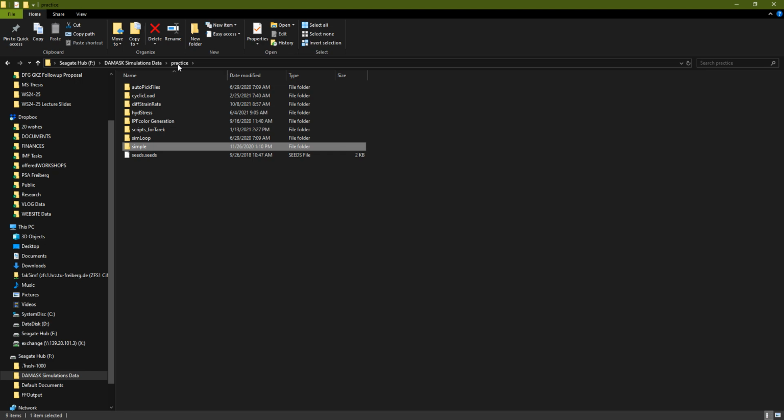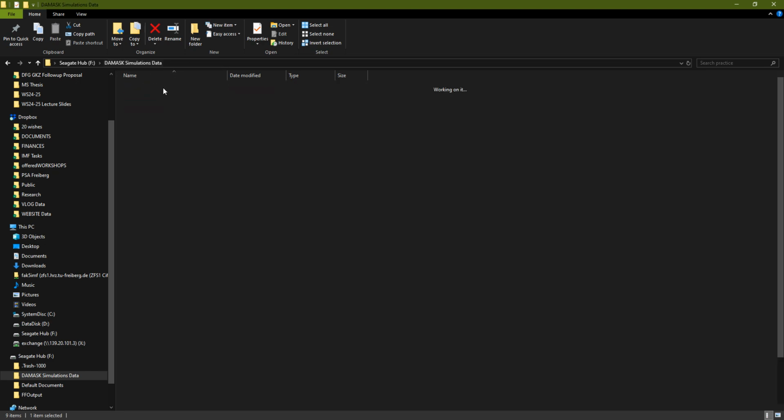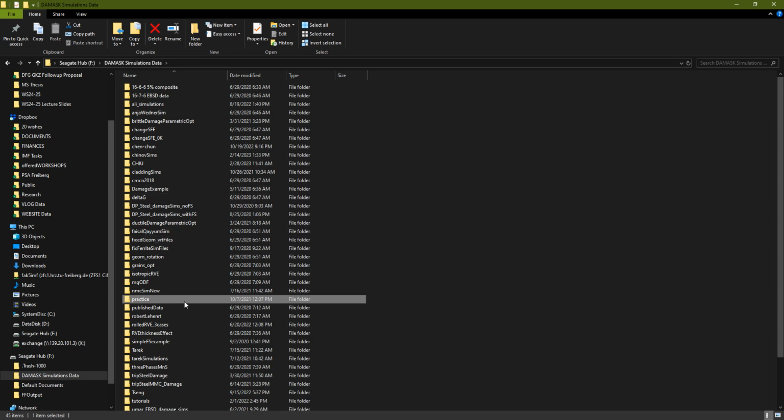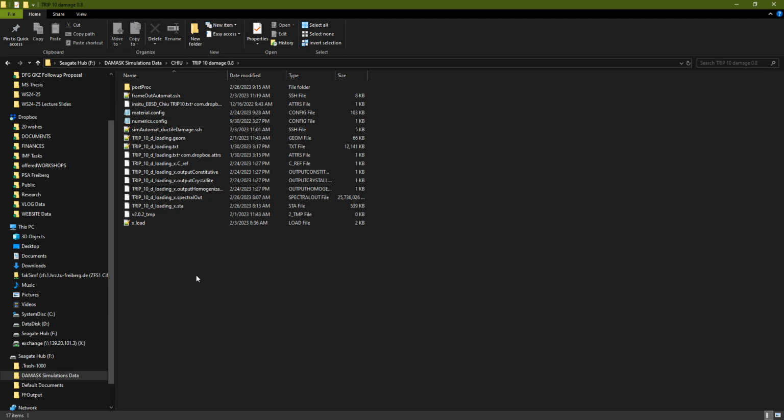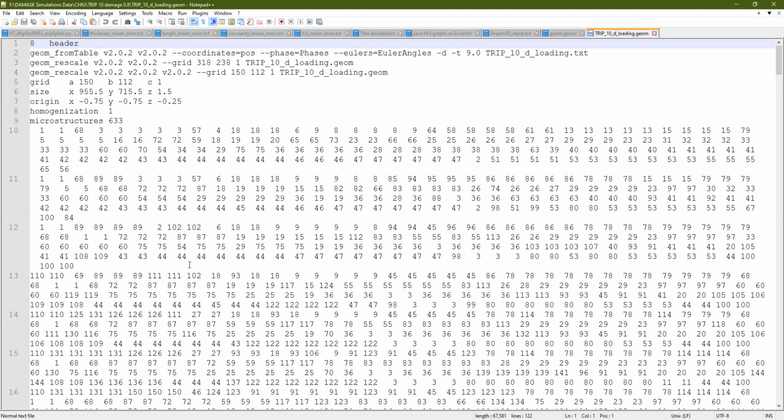So if you look at an example, I will just look at a completely different example. You can look at this geometry file. It will be quite large. It is now 150 by 112 by 1.